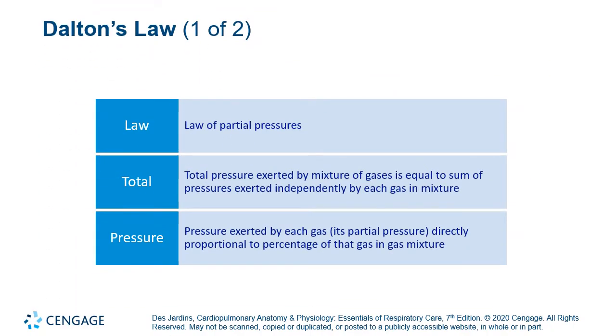Let's begin with Dalton's law of partial pressures. Dalton's law states the total pressure exerted by a mixture of gases, like air, is equal to the sum of each individual pressure of the gas in the mixture. Pressure exerted by each gas, its partial pressure, is directly proportional to the percentage of that gas in the gas mix.